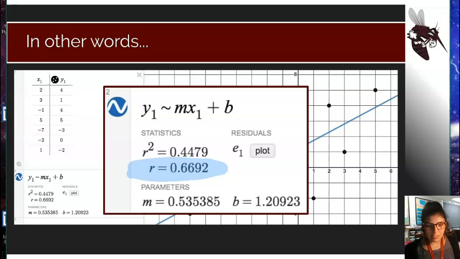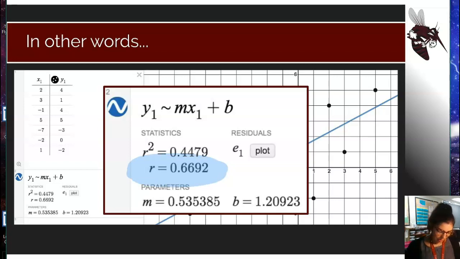This 0.6692 would be considered a moderate positive relationship. It's not quite weak. It's more on the strong side, so maybe we consider it strong, but it's a positive number and it measures this association between these data points.